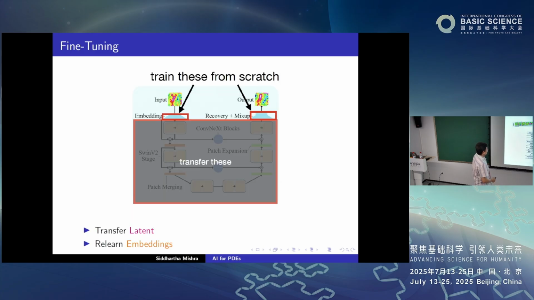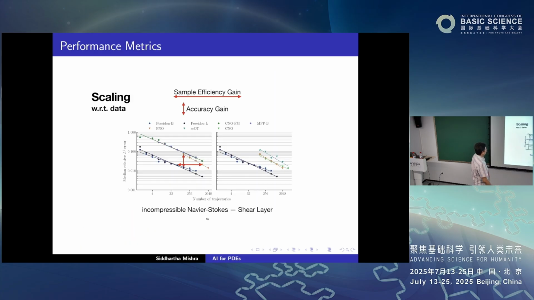So how do I test it out? Okay, this is a detail I can avoid. The way I test it out is in the following way. I take a task, one of these learning tasks. I run my standard model.